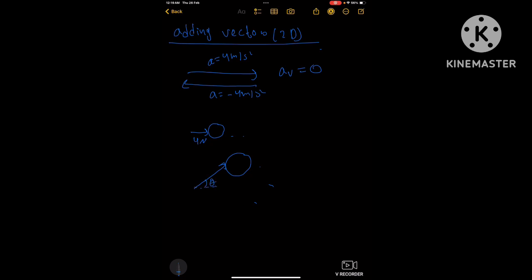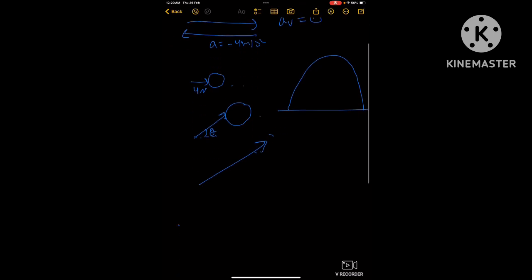Since I have hit this at an angle, it will follow a curved path. But if we see it clearly, it will move upwards and sideways simultaneously. It will move at an angle, like this. How we are going to work with this kind of vectors is very simple.